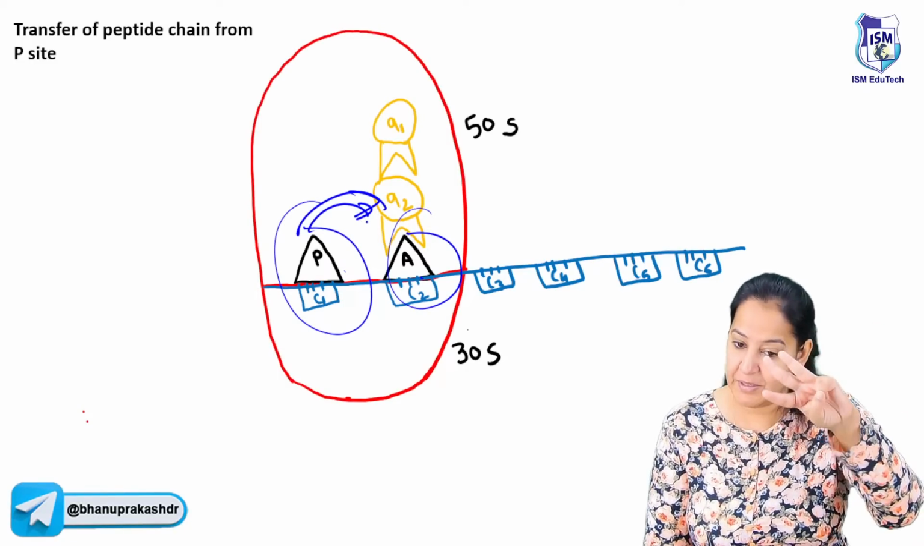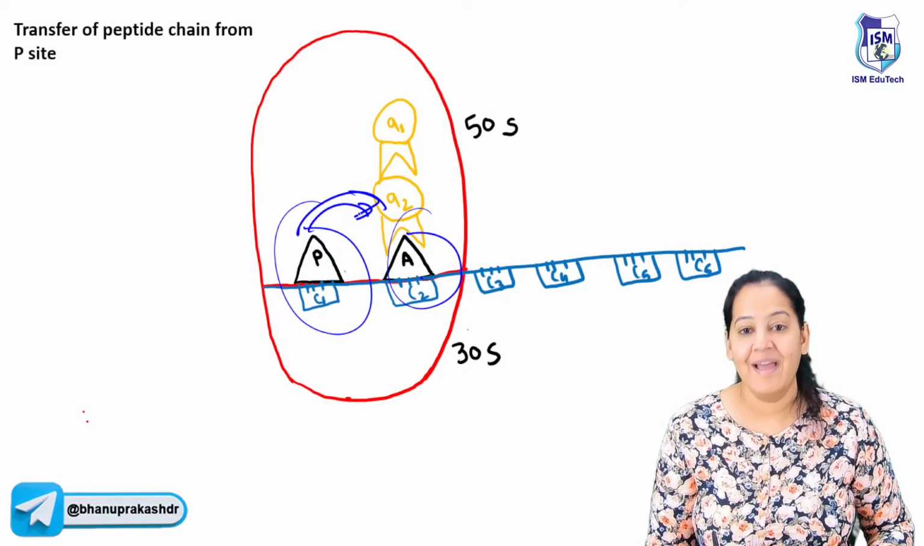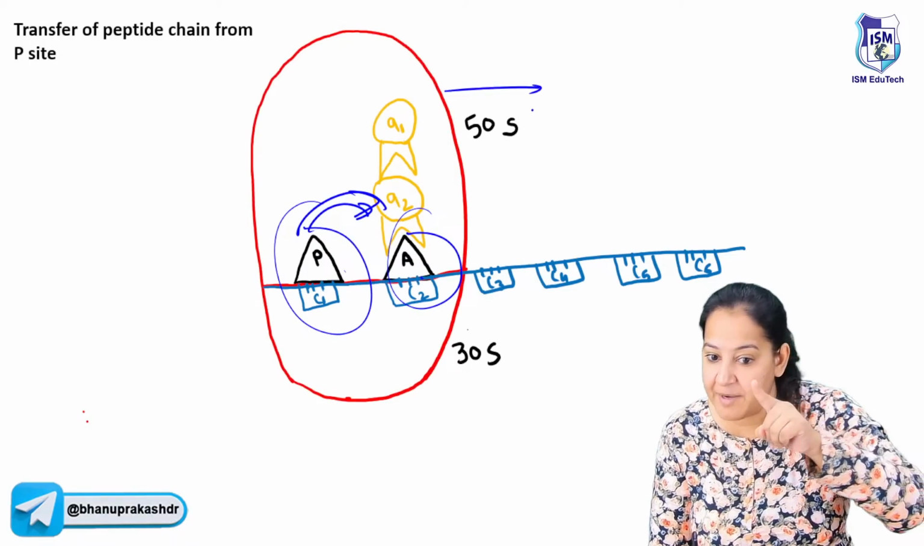It's P to A. The amino acid present on the P is moving to the A. Got it? And the fourth and the last, listen, the complete ribosome will move ahead by one codon.